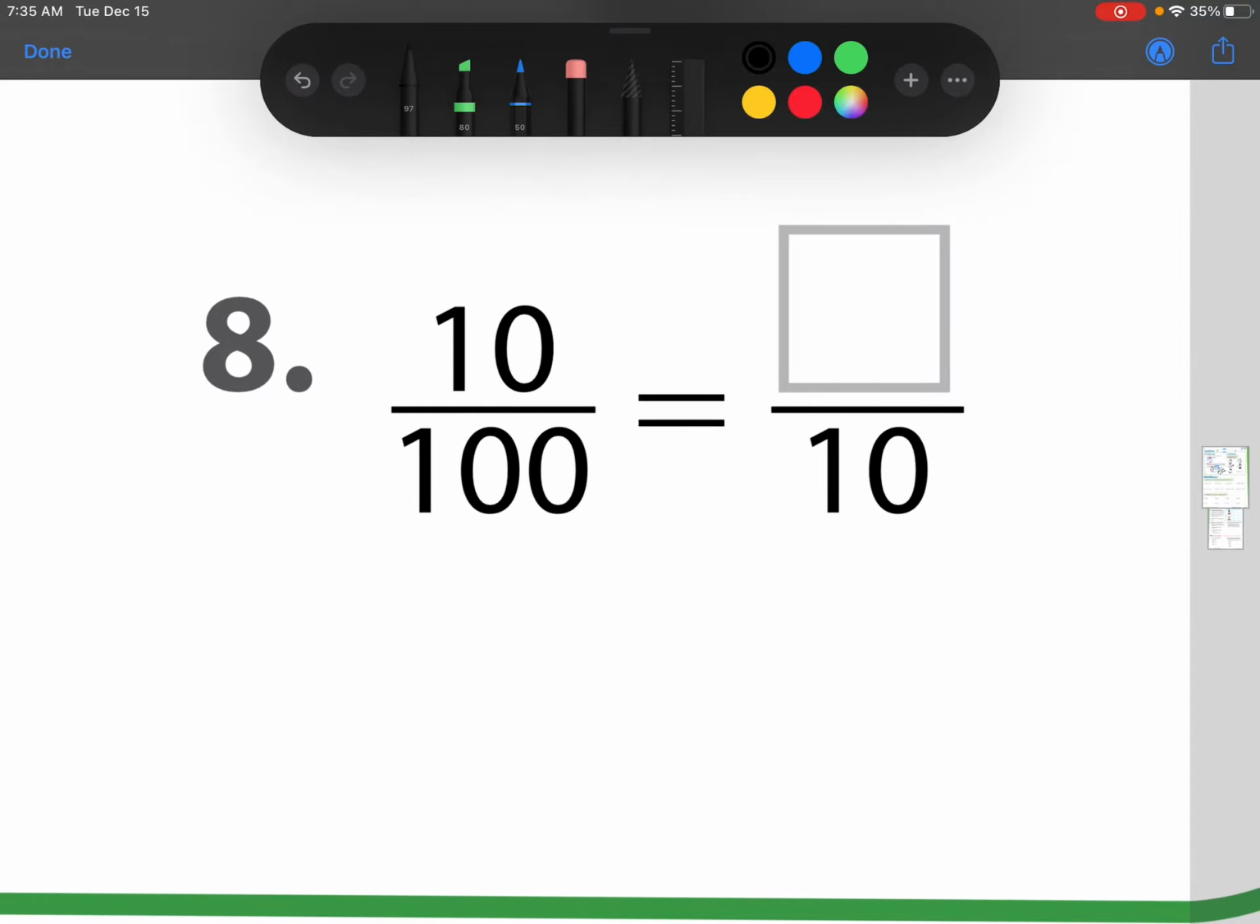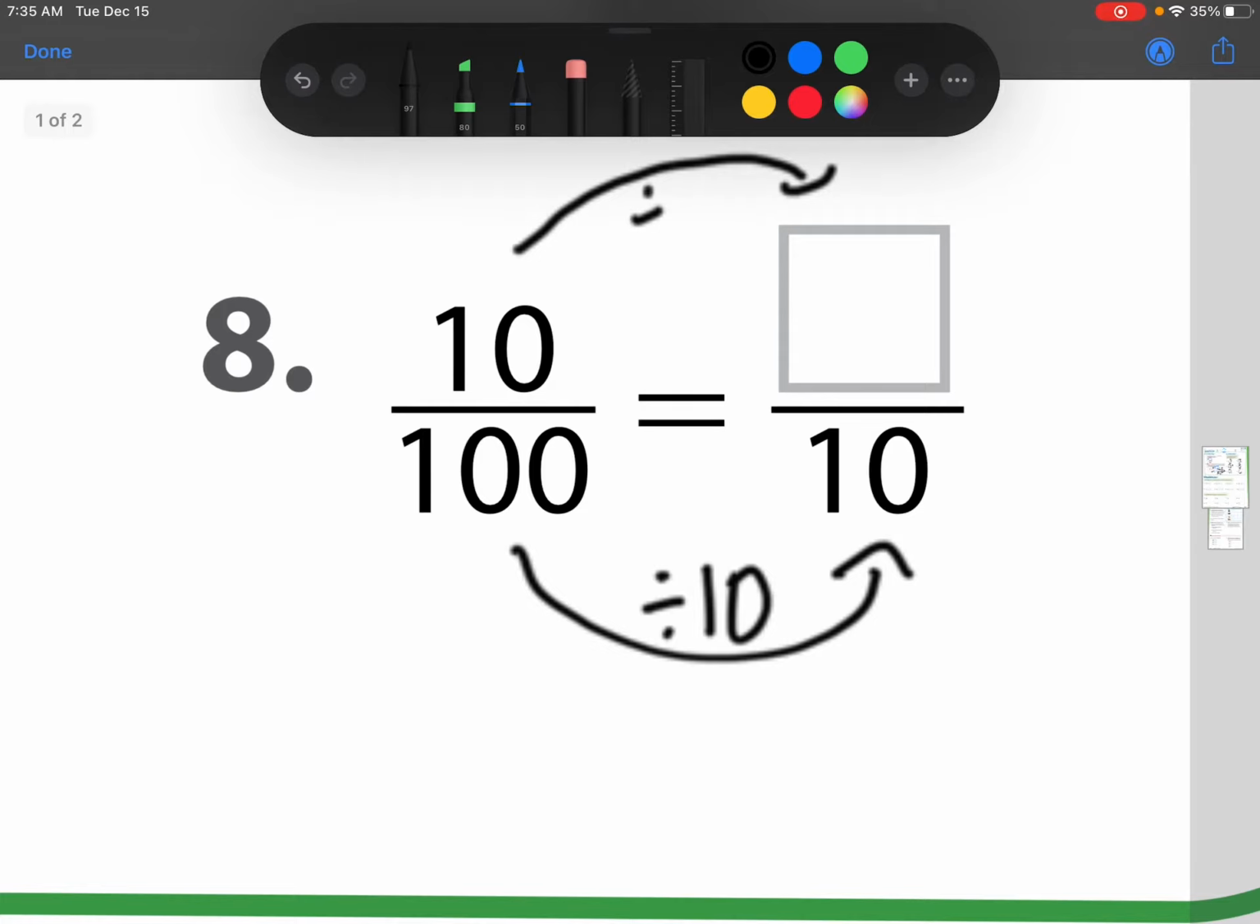And our last one, how to get from 100 to 10? Well, I divided by 10. Remember, I just take that 0 off when I divide by 10. So it's the same thing. Whatever I do to the denominator, I have to do to the numerator. 10 divided by 10 is 1.